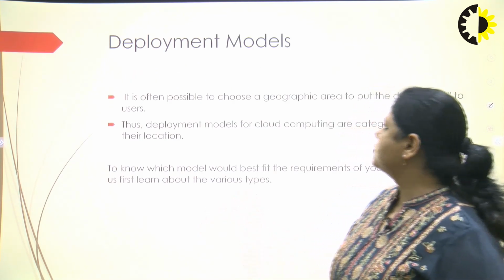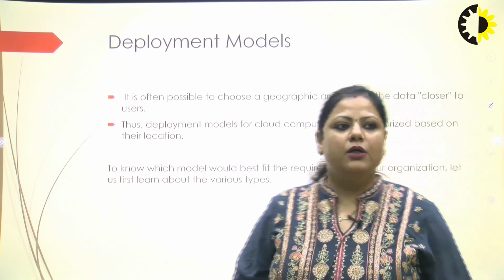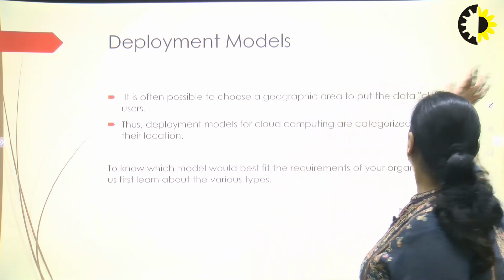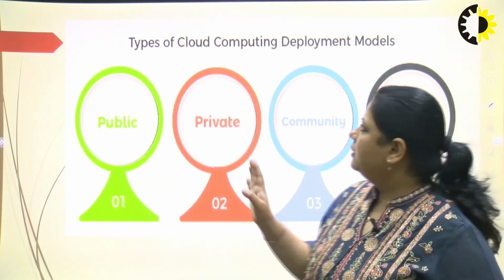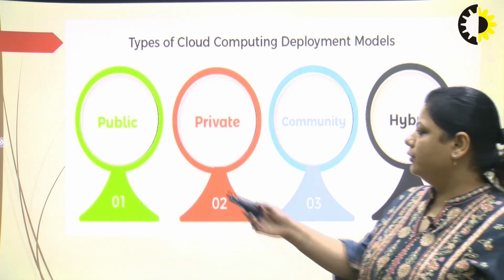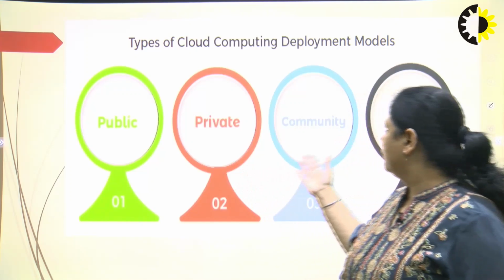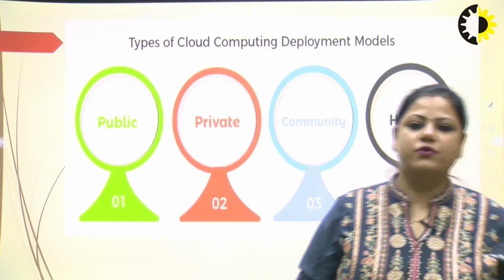It is often possible to choose a geographic area to put the data closer to the user. These are basically the types of cloud computing or cloud deployment models. I already told you there are four types of cloud deployment model, that is public, private, community and hybrid. So, first, what is a public cloud?